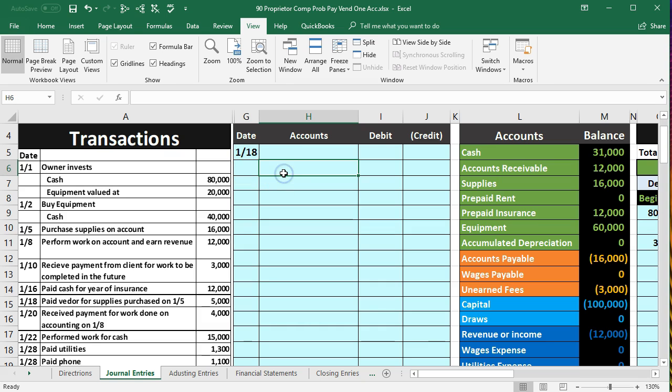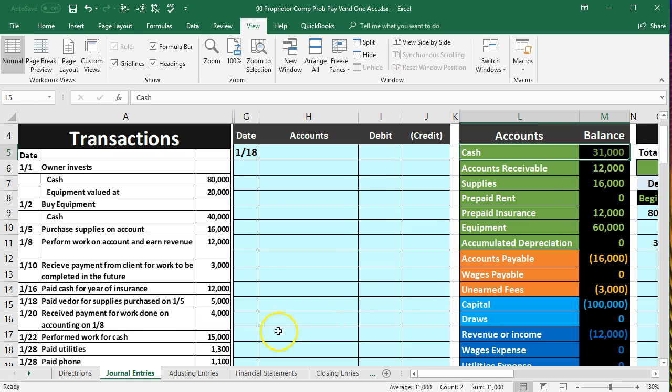Into our new, nice, clean general journal here. On January 18th, we have paid a vendor for supplies purchased on January 5th. So let's first go through our starting questions before we think about that too much, and see if we can get as far as we can go, and then we'll get back in there and dive deeper. So first we're going to ask our question: is cash affected?